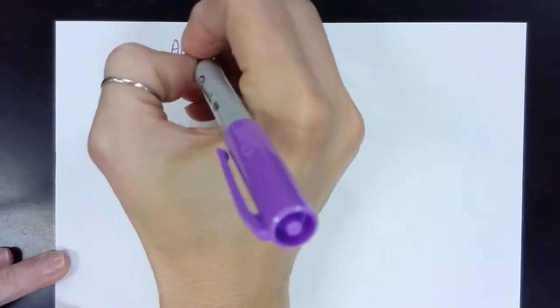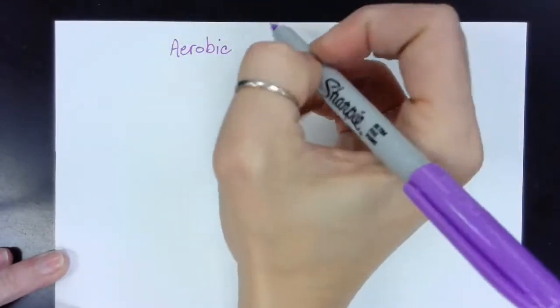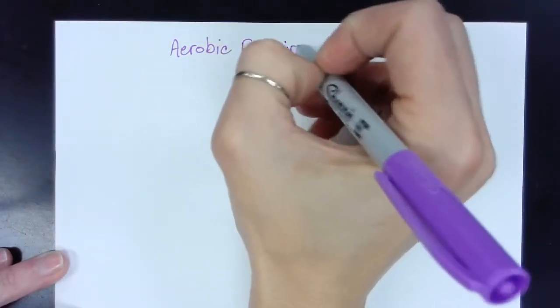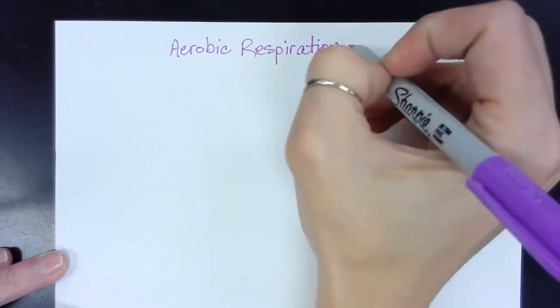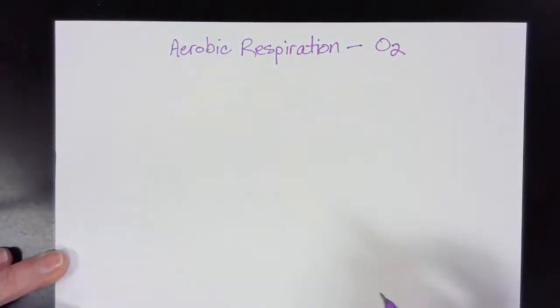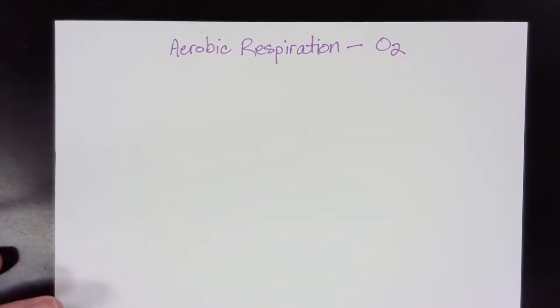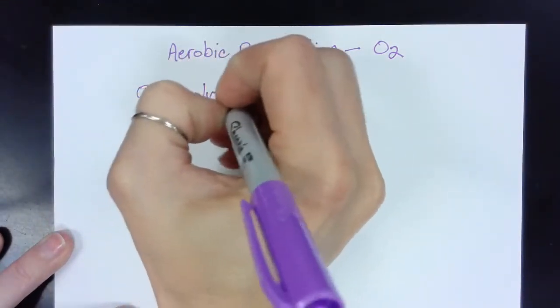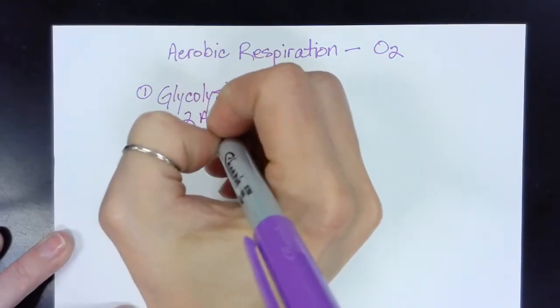Alright, it's important to note that we have two different respirations that we were talking about in class. We have the aerobic, meaning air, it requires air. Aerobic respiration is going to require oxygen. It needs that oxygen to be able to perform. So that means it's going to start with glycolysis. So the first step is glycolysis, which gives us 2 ATP.